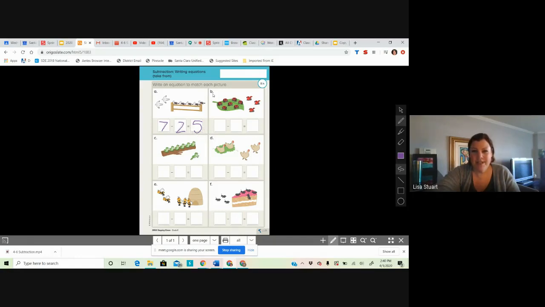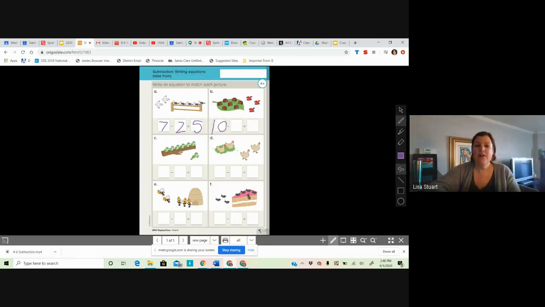I see ladybugs in box B. Now I want you to think for a minute, what do I need to do first? Count some of them or count all of them? If you said count all of them, tap your brain. You are right. I'm going to count all the ladybugs. Help me count. 1, 2, 3, 4, 5, 6, 7, 8, 9, 10. Think for a minute. How do you write a 10? A 1 and a 0.